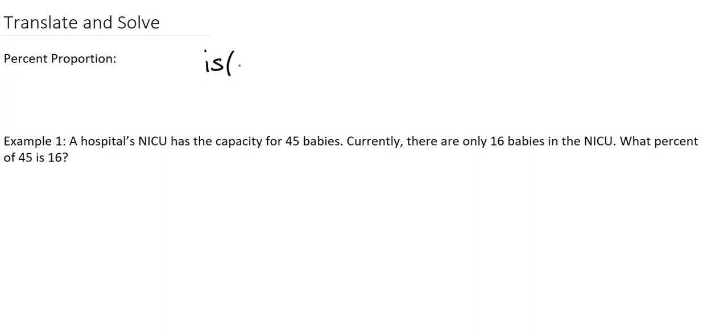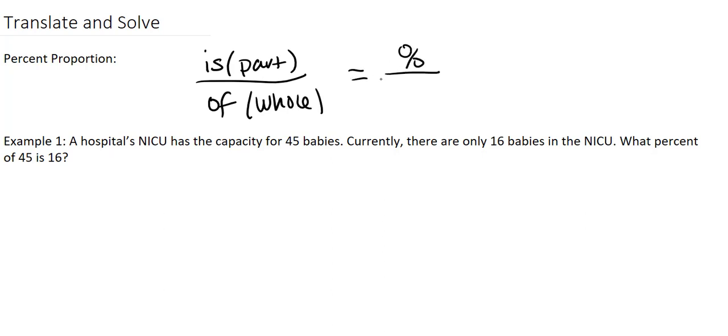So we have is, which is the part, over the of, which would be the whole, and then it's the percent over 100. So this is a proportion because we have two ratios equal to each other. And we can use this in order to solve for an unknown. So let's go ahead and look at the first example.